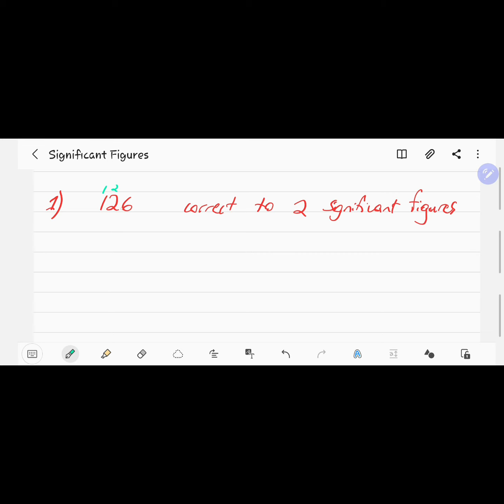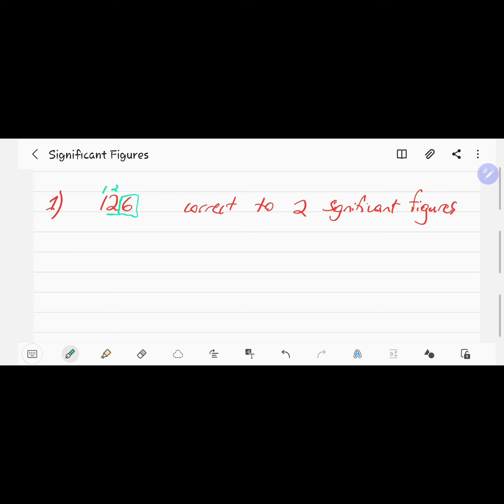1, 2. So realize 2 is our last significant figure. But we know that we can't write 126 as 12. Those are completely different numbers. So what we do when we're doing significant figures, we look at the number to the right of our last significant figure to determine whether or not we should round up or round down. If the digit that is beside our last significant figure is 5 through to 9, that is, if it's 5, 6, 7, 8, or 9, we round up.